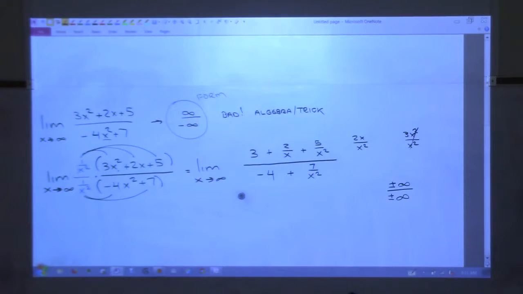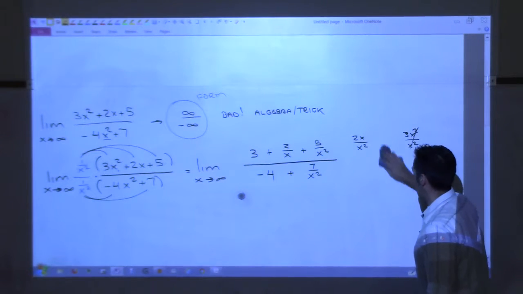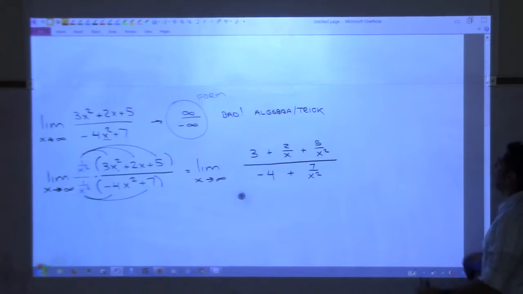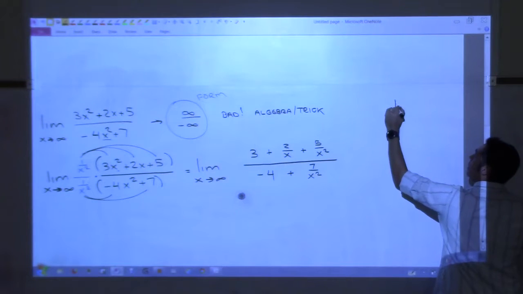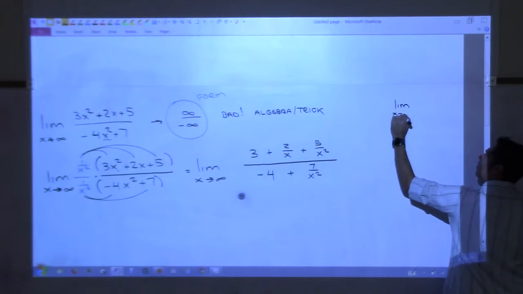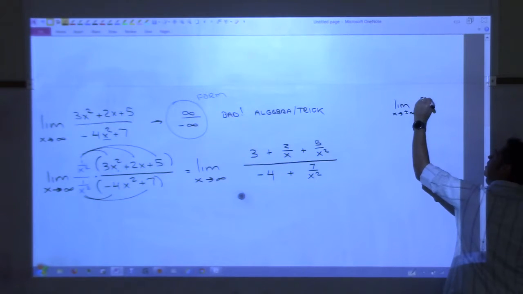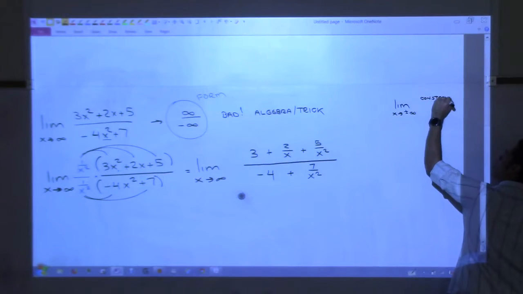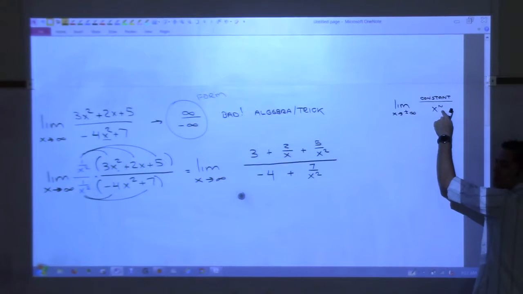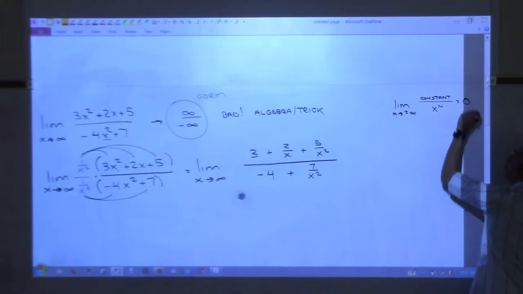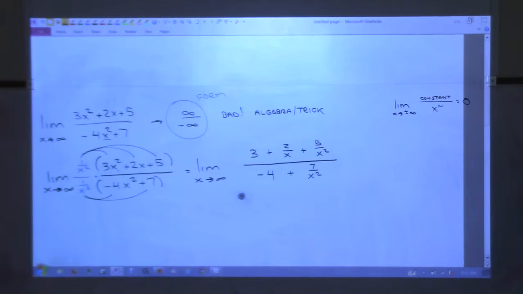Now, do y'all see what we gained by doing that, though? What was the important property that I put on the board right before this note? The limit as x goes to either positive or negative infinity of a constant over x to any power, as long as that power is a positive integer, is 0, right? So do you see what's going to happen now if I take the limit?